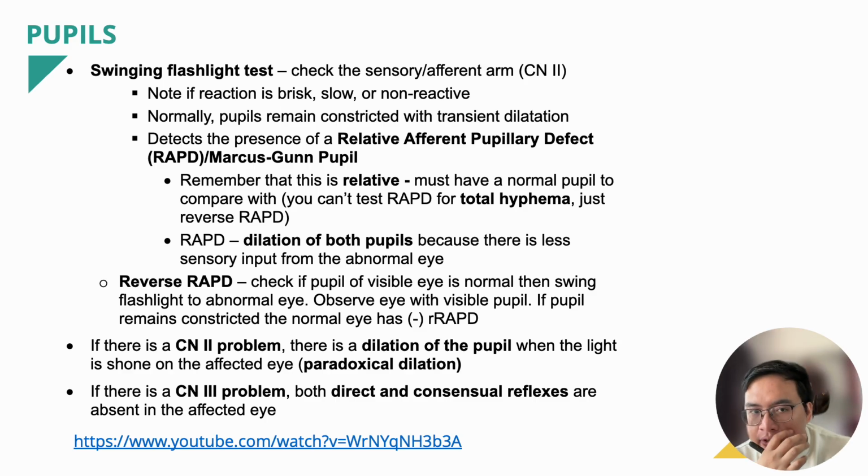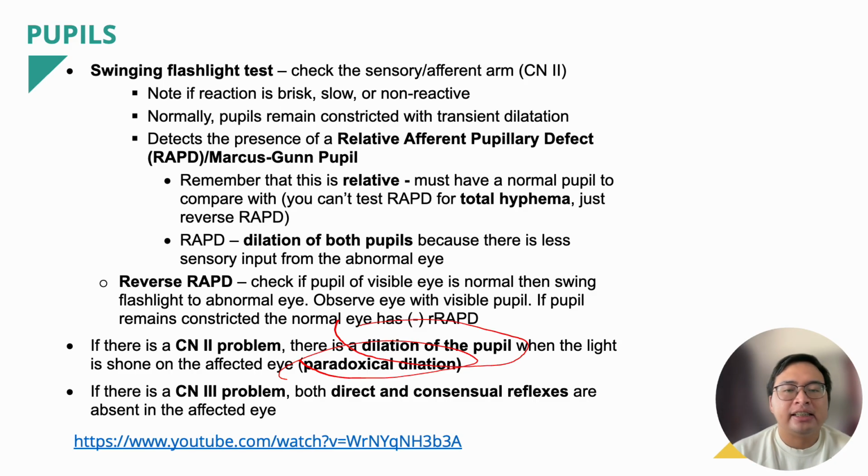Okay? So depending on the response of the eye, you could identify whether the problem is with cranial nerve 2 or cranial nerve 3, either an optic or oculomotor nerve problem. For example, if there is a dilation of the pupil when the light is shone on the affected eye, instead na mag-constrict, nag-dilate, that's called paradoxical dilation, then you know that there is a problem with the optic nerve of that eye. So if you shine a light on the right eye, and instead of constricting, it dilated, then that is a cranial nerve 2 problem on the right.